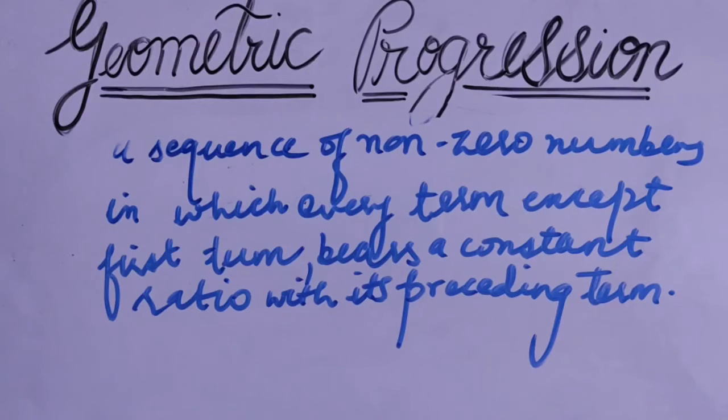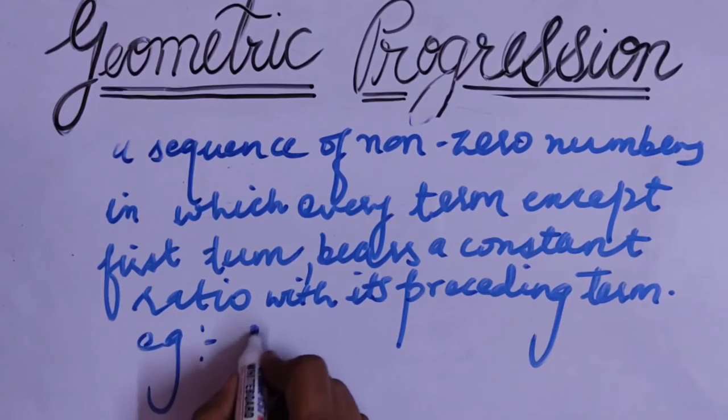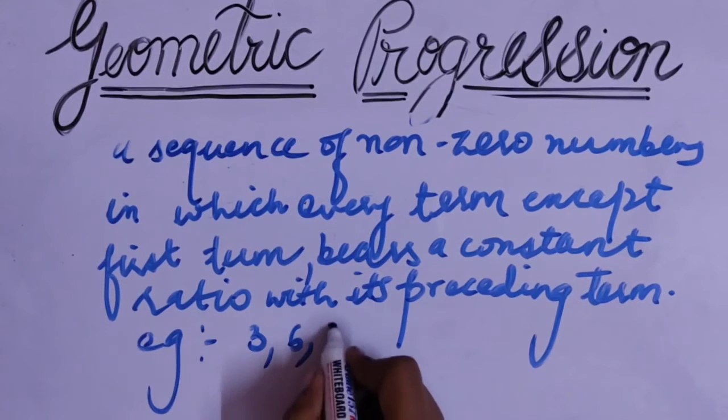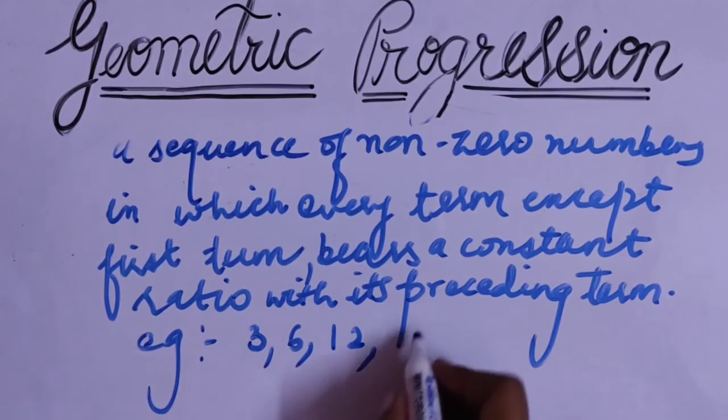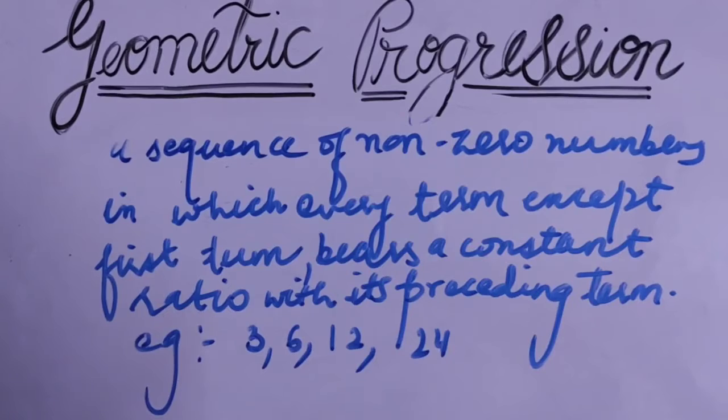Let us take one more example, students. Suppose your example is 3, 6, 12, 24. Now please observe here what the common ratio is. 6 by 3 is 2. 12 by 6 is 2. 24 by 12 is also 2. So it means here the common ratio is the same, that is constant. So we will say that it is your geometric progression sequence.